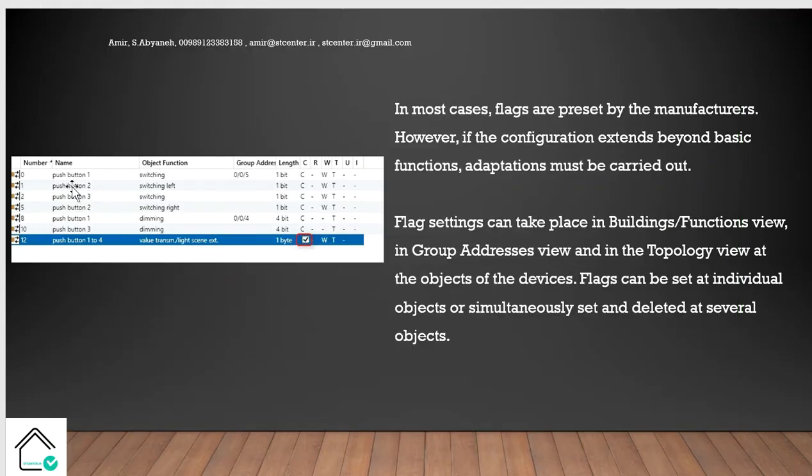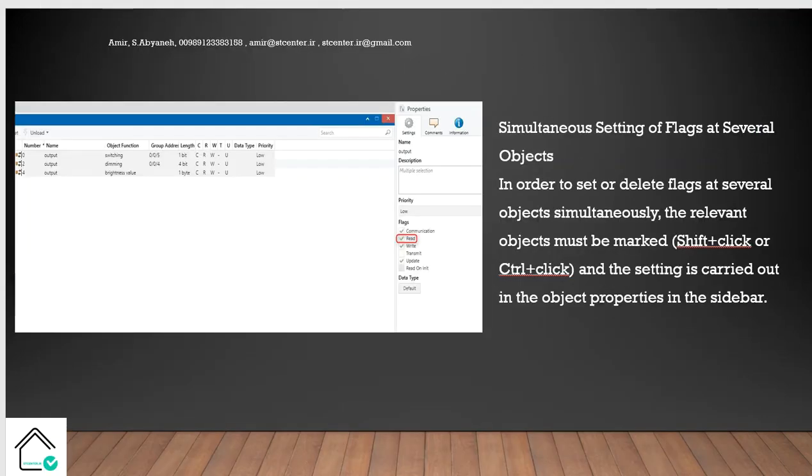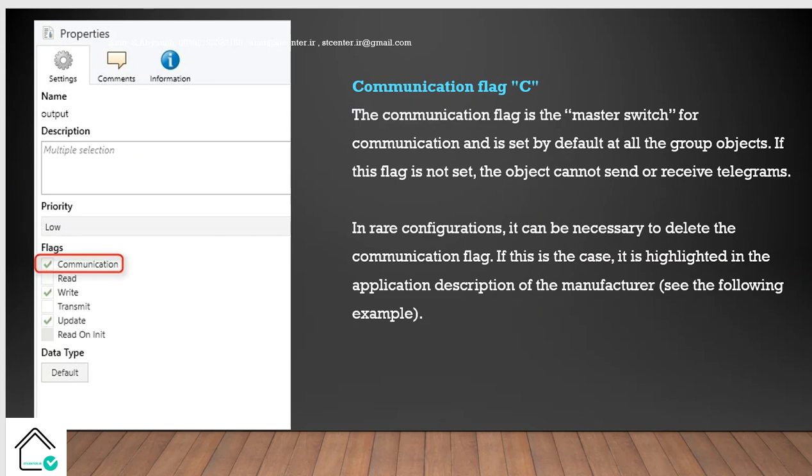Great. So let's go to the next slide. If you want to change several flags, you can select several group objects, and from the right-hand side in the properties settings you change the flag. It is possible. So that was the introduction to flags. Now we want to go deep into each flag and study it.